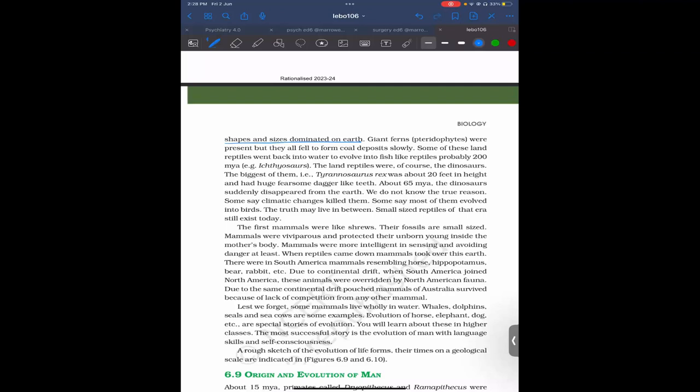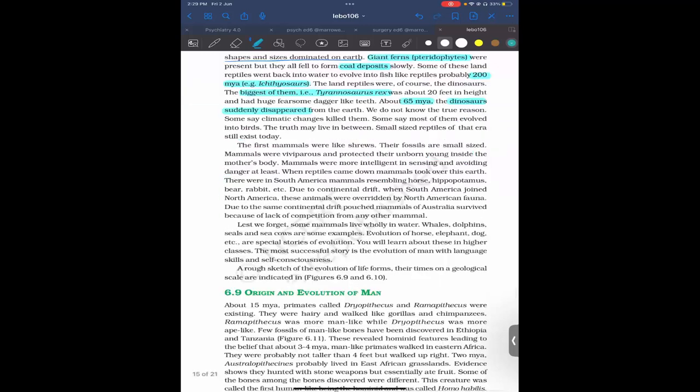Now, there were giant ferns, pteridophytes, which slowly became coal deposits. Then there was, 200 million years back, Ichthyosaurus. The land reptiles, of course, dinosaurs, the biggest of them was Tyrannosaurus rex. It was 20 feet high with huge dagger-like teeth. Around 65 million years back, the dinosaurs suddenly disappeared. Now, the first mammals were like shrews. This is also asked in the NCERT.